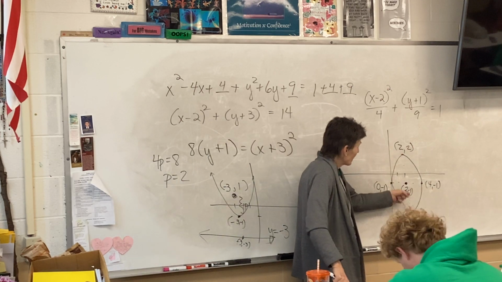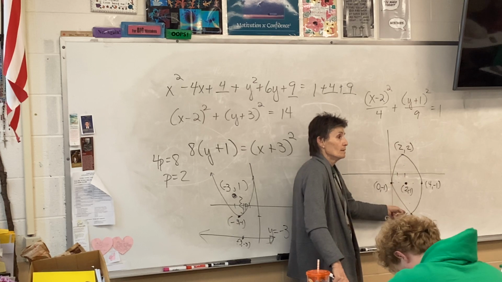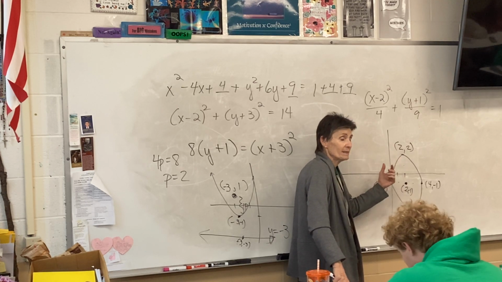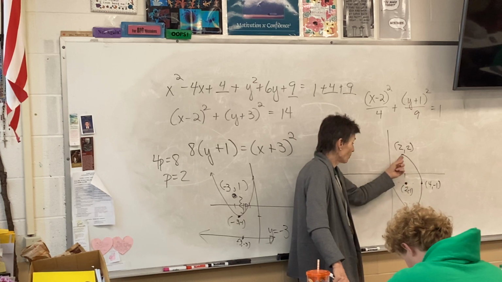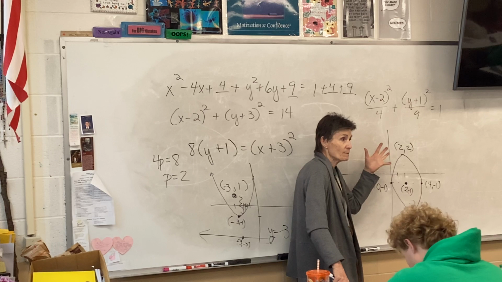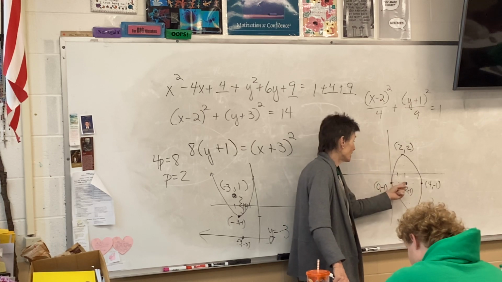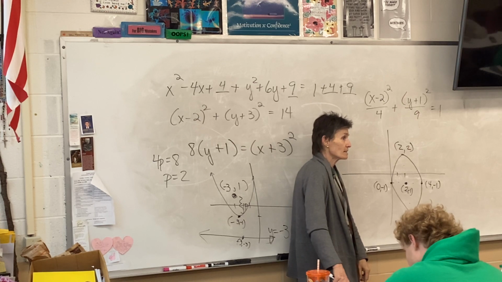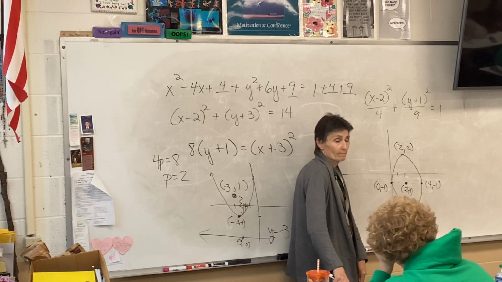Major axis is how long? Don't count, think about it. I mean, you can count, but just think about it. How did you get these points? What did we do? Up and down 3, so the length has to be 6. And here we went sideways 2, so the length has to be 4.